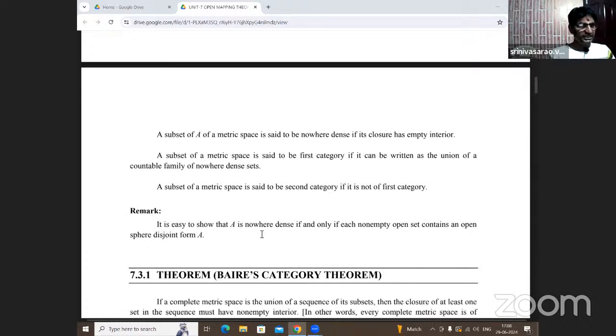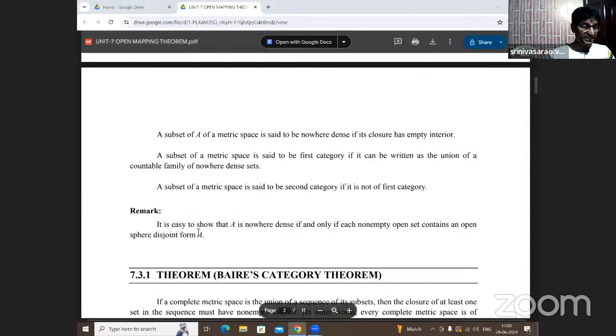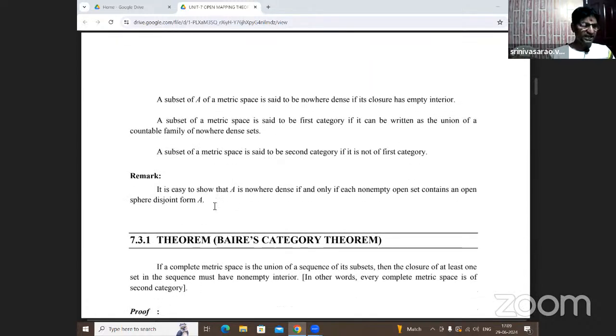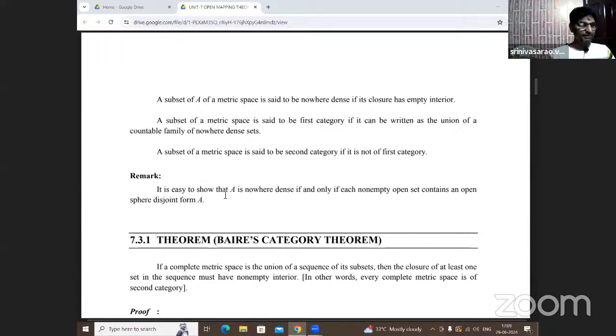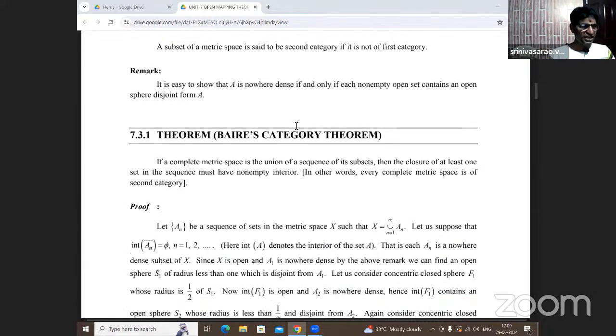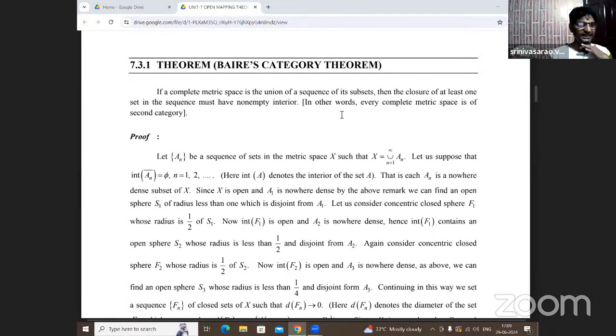Here A is nowhere dense. A necessary and sufficient condition is that each non-empty open set contains an open sphere disjoint from the subset. We already learned this in the first year; this remark is represented as a theorem in first year real analysis. So, what is nowhere dense, what are first category and second category? According to these three definitions, we have discussed the Baire category theorem.